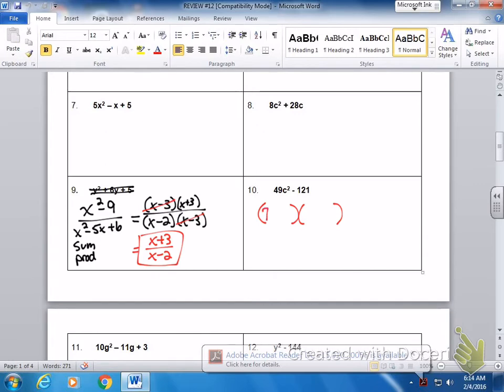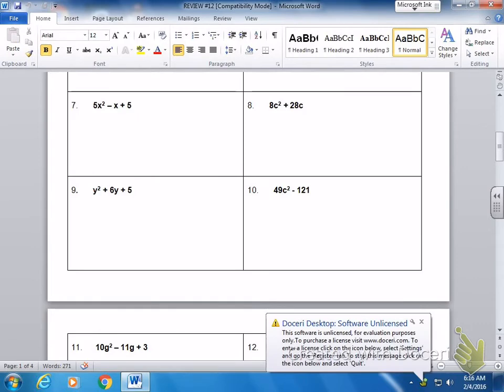The square root of 49 is 7, so it goes in the first spot. Square root of c squared is c, and I connect it to my 7. The square root of 121 is 11. One plus, one minus, and order does not matter. All right, so keep an eye out for those kinds of things. Pretty much everything you saw there, or something very similar to that, is on the test. Let's go to the next page.